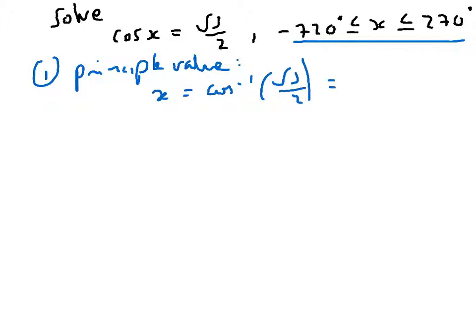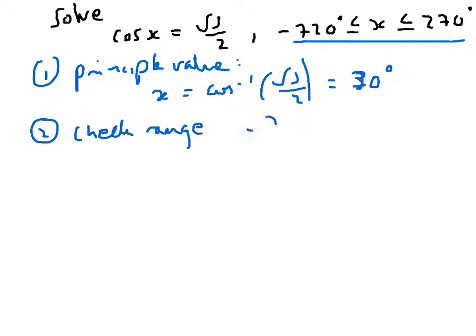Obviously you won't be able to use the special triangles for some of these, so you will be relying on calculators. Remember this is C2, you can use calculators. This is 30 degrees. Principal value x equals 30 degrees. Check range.